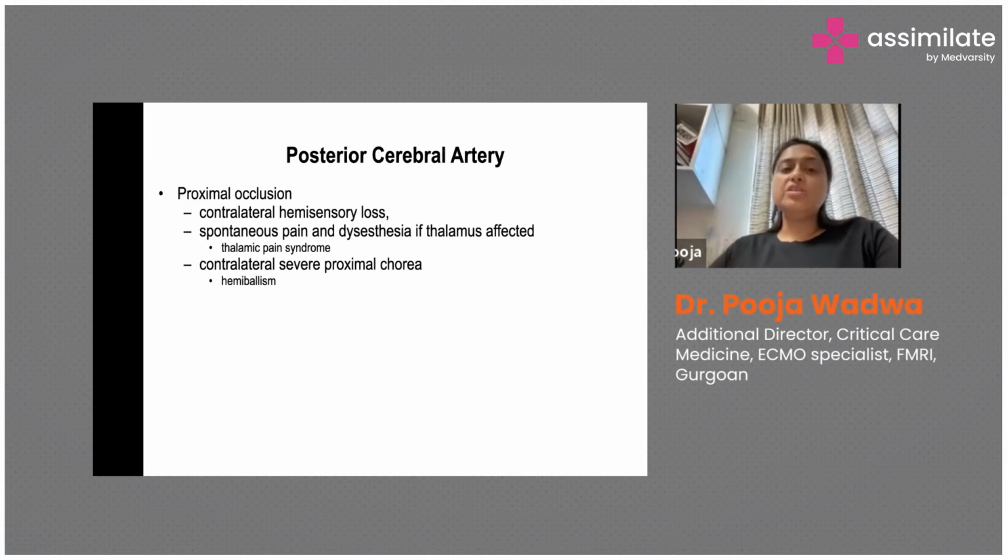Now, if there is proximal occlusion, then there will be contralateral hemisensory loss. The spontaneous pain and dysesthesia will be there if the thalamus is affected. Contralateral severe proximal chorea, or hemiballismus, will be there. Next.